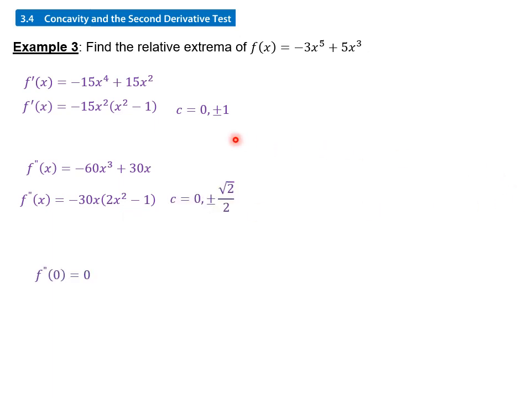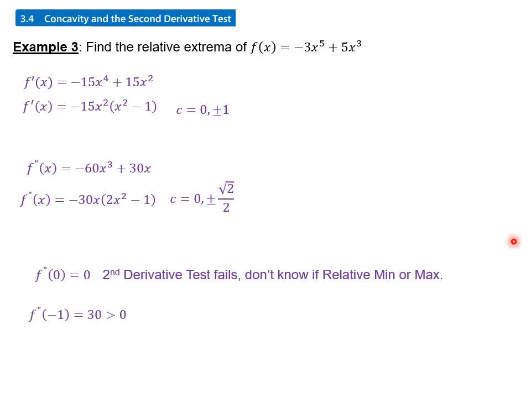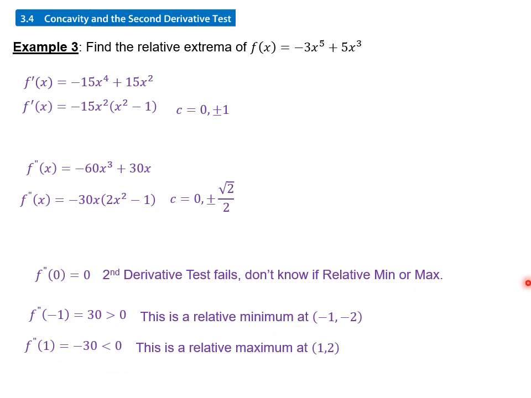We only need to check these in the second derivative. So f of 0 equals 0. f double prime of 0 equals 0. Second derivative test fails. It doesn't tell us if it's a relative min or max. f double prime of negative 1 is 30. That's greater than 0. That tells me that's a relative minimum. And when we plug in negative 1 to the function, we get negative 2. And then f double prime of 1 equals negative 30. That's less than 0. That tells me it's a relative max at the point (1, 2).